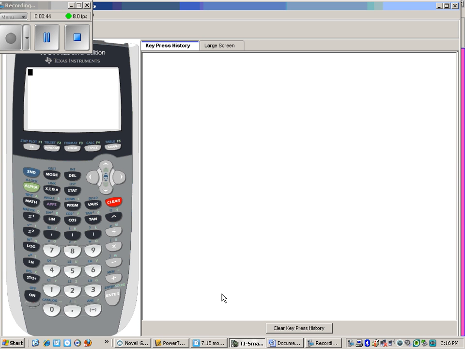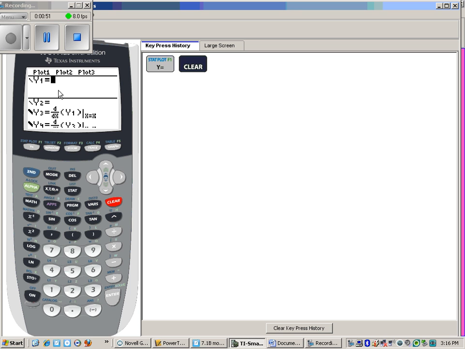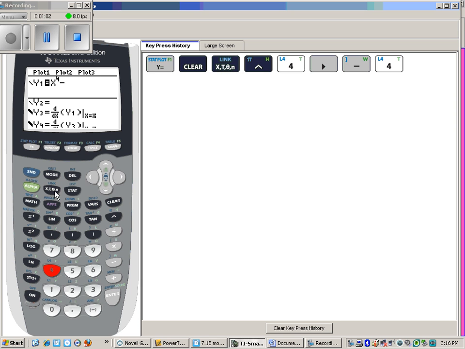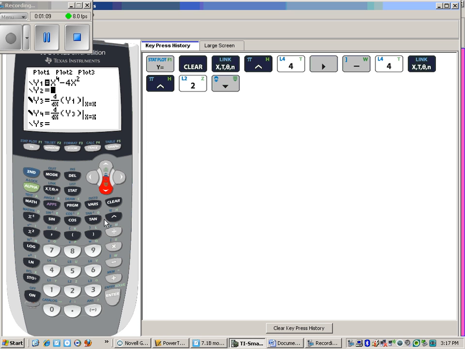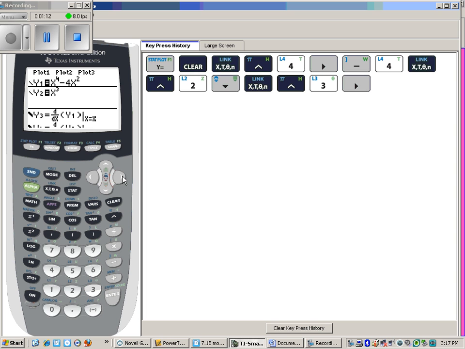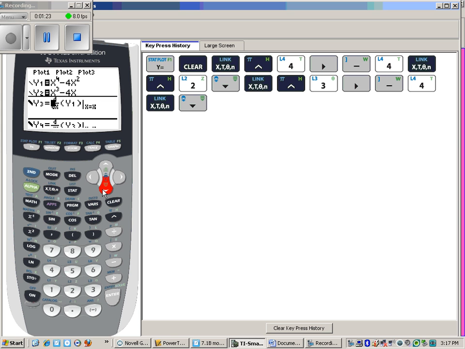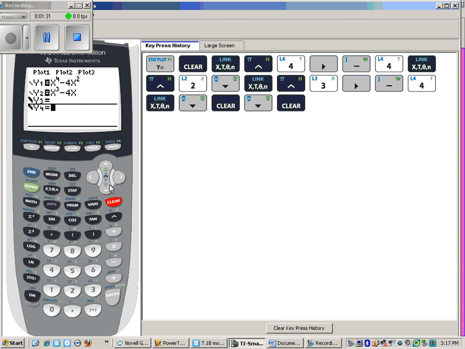Okay, so in my y equals, I've got to go through and clear some of these out. In my y1, I'm going to enter my x to the fourth minus 4x squared. In my y2, I'm going to enter my x cubed minus my 4x. I'm going to clear out everything else, and I'm going to push graph.